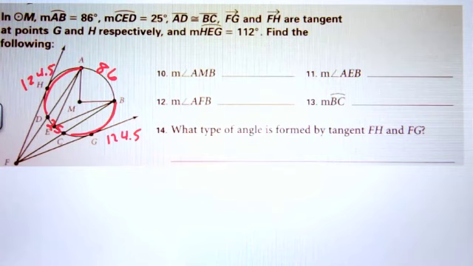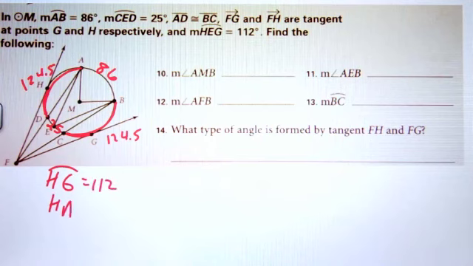Okay, what else do we need to know? FE and FG are tangents. Well, that's good to know. HEG is 112. So that means we can figure out this portion here and this portion here. So that's 112. So from H to G is 112.